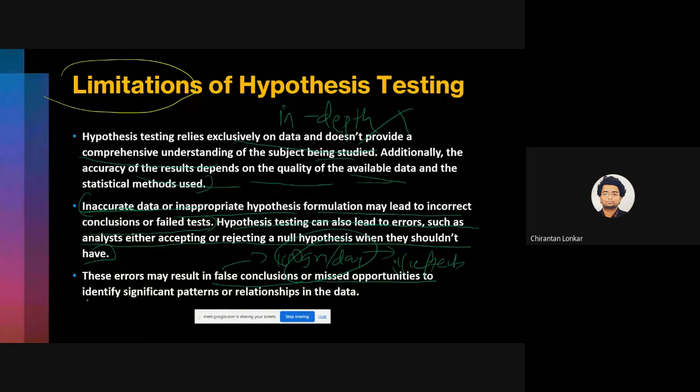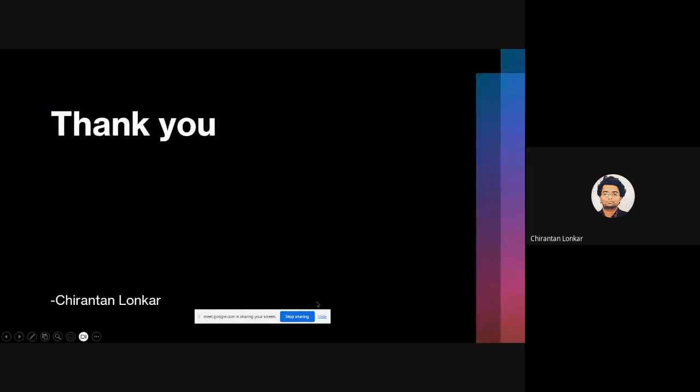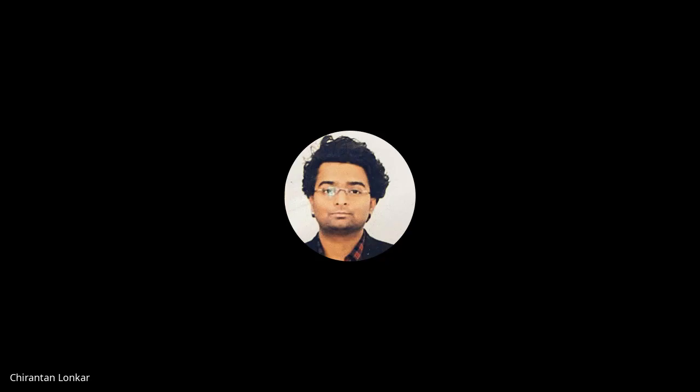Or there can be missed opportunities to identify significant patterns or relationships in the data. So there are definitely some limitations to hypothesis testing. It really depends on a very skilled data analyst or data scientist as to how he or she builds the hypotheses. All right, so that was all about hypothesis testing, guys.